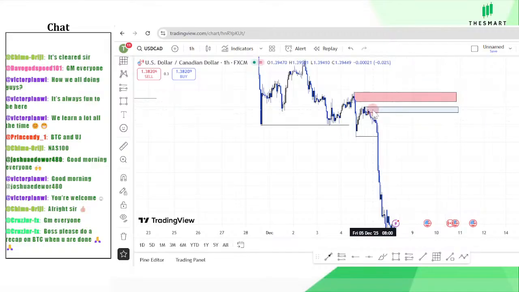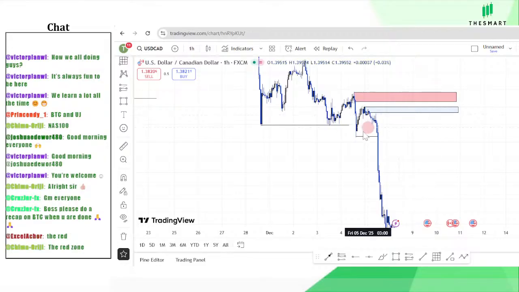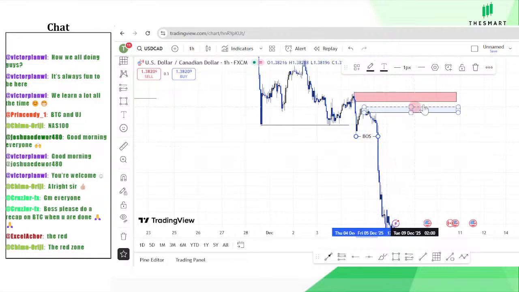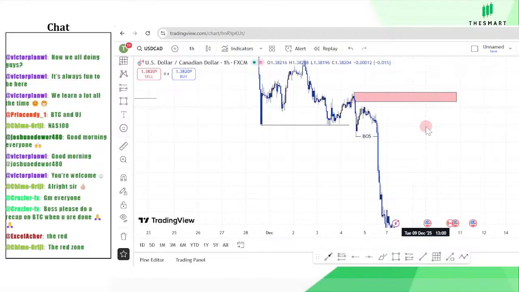We have this break here. This gave us a break of structure. Everybody is saying we already have two rare zones, but this gave us this break of structure. We have a break of structure here. We have this fair value gap. So the red zone. I think there is no point going on with the test again.